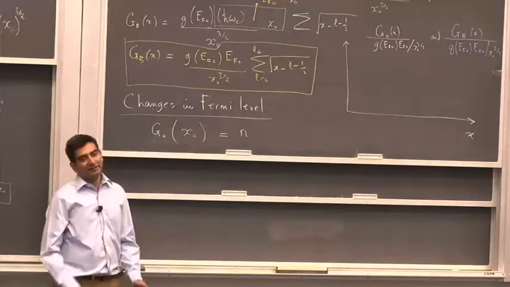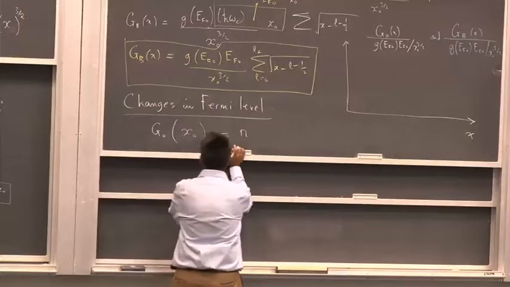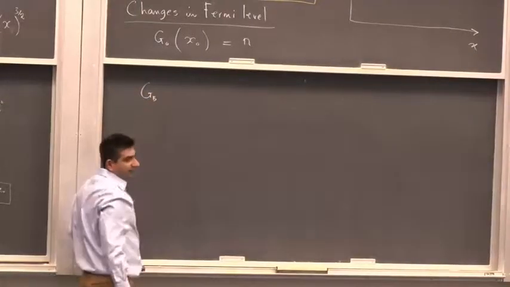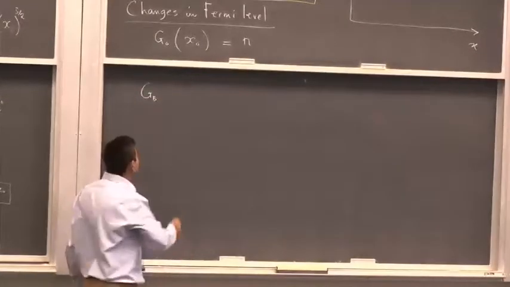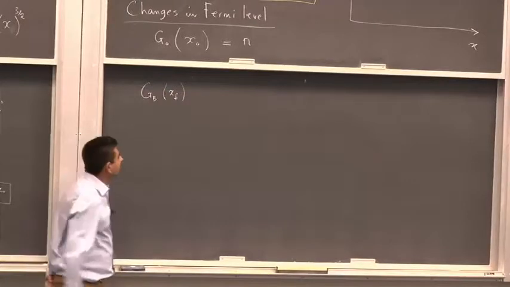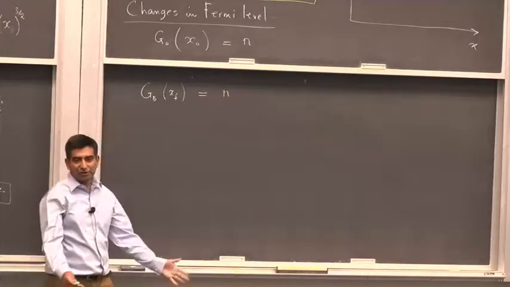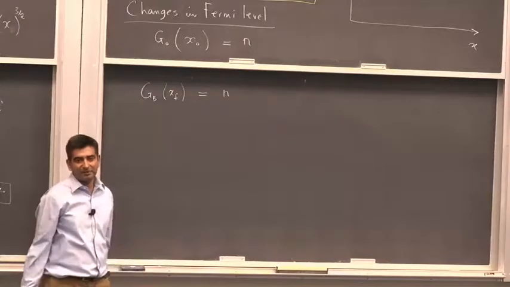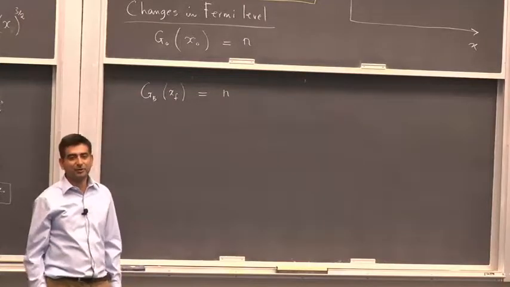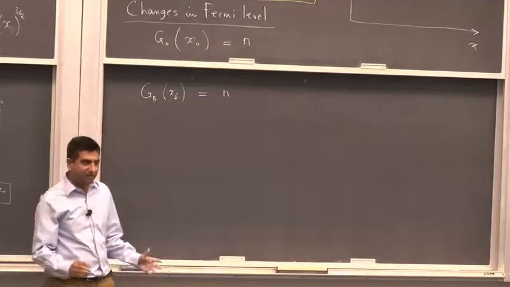Now, if we apply a magnetic field, the Fermi level supposedly changes. So now what we have is GB. In the presence of a magnetic field, the Fermi level has changed to some new value. Suppose it's XF. We would like this to be equal to N as well. This is the constraint. You apply a field, the Fermi level changes, still the integrated density of states at the new Fermi level must still be N, because the total number of electrons is not changing. We're not compressing the solid or expanding it. The concentration of electrons remains the same.